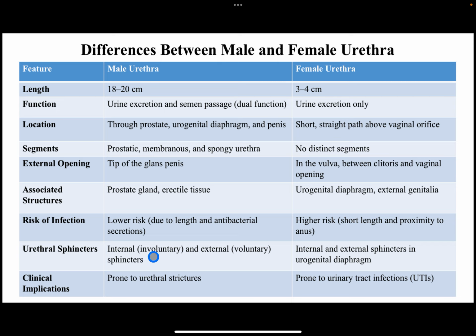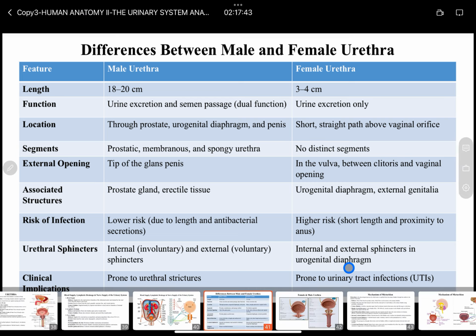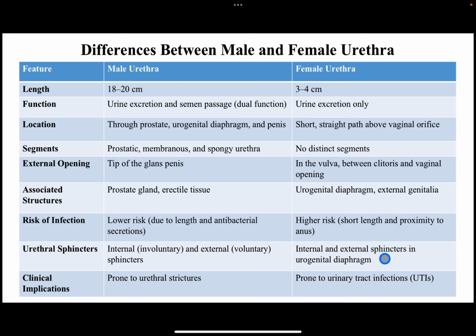Now, with the sphincters, the male urethra has both the internal and the external sphincter. The internal sphincter is involuntary, and the external sphincter is voluntary. The internal one is just below the bladder, before the prostate gland, and the external one is within the urogenital diaphragm. But for the female urethra, both the internal sphincter and the external sphincter are within the urogenital diaphragm.